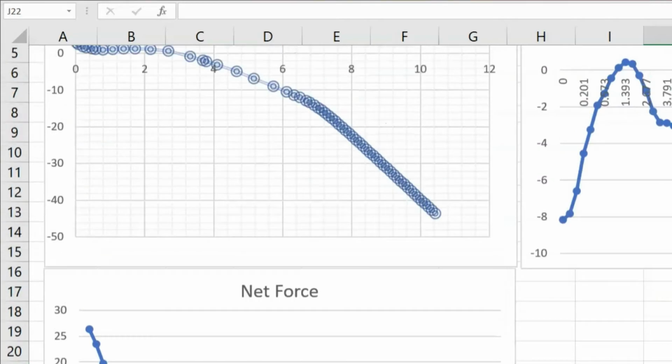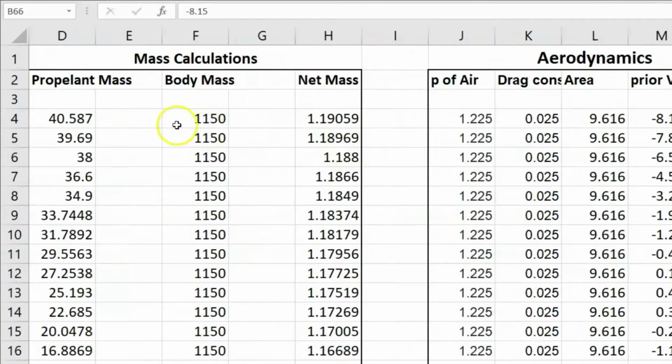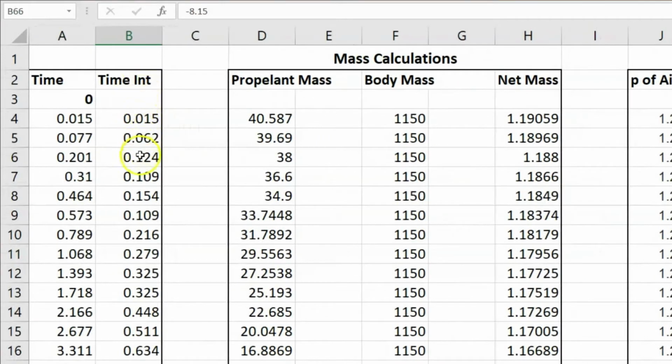We also have the time interval, which will be important later when we start integrating, taking the area under the curve for our acceleration or velocity curve versus time. Our time interval is just the difference in time between the first and second timestamp, second and third, and so on. That's one of the reasons why I used Excel. Excel is good for that. You can process a lot of information, like data points, and use the same function over and over again, and it autofills for you.